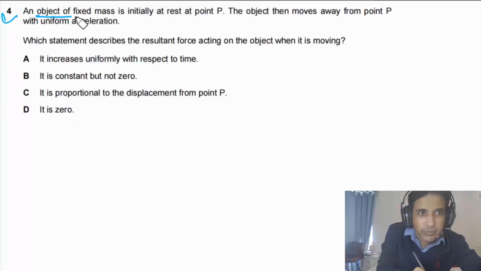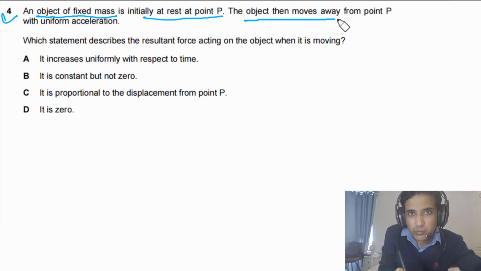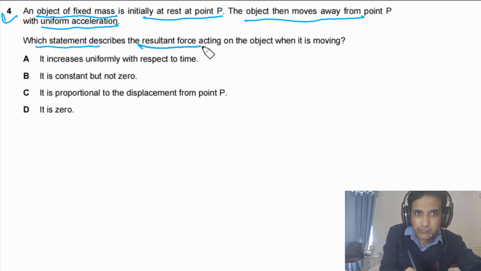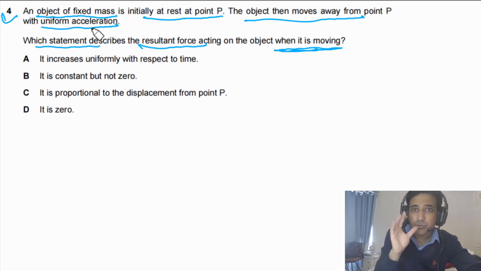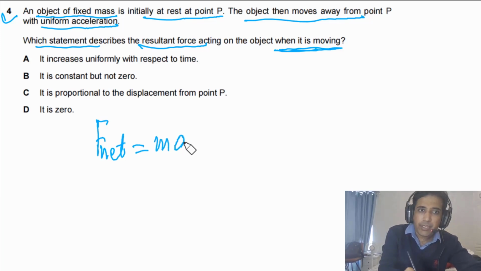Question 4 says an object of fixed mass is initially at rest at point P. The object then moves away from point P with uniform acceleration. Which statement describes the resultant force acting on the object when it is moving? For this question we need to understand it is given to us uniform acceleration. So simply you can use F net is equal to ma. Mass is constant, acceleration is constant, it means F net is also constant.